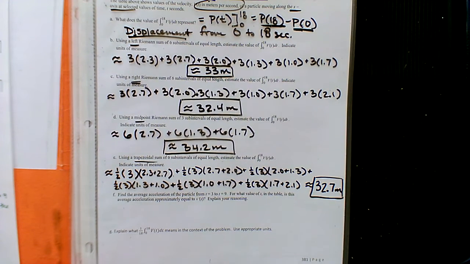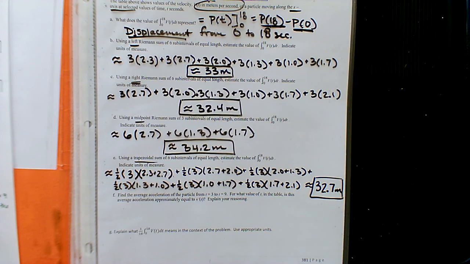Okay. Let's keep going. Find the average acceleration of the particle from 3 to 9. For what value of t in the table is this average acceleration approximately equal to the derivative of velocity? Let's see. Average acceleration, how is that related to velocity? Because that's the table we have up top.